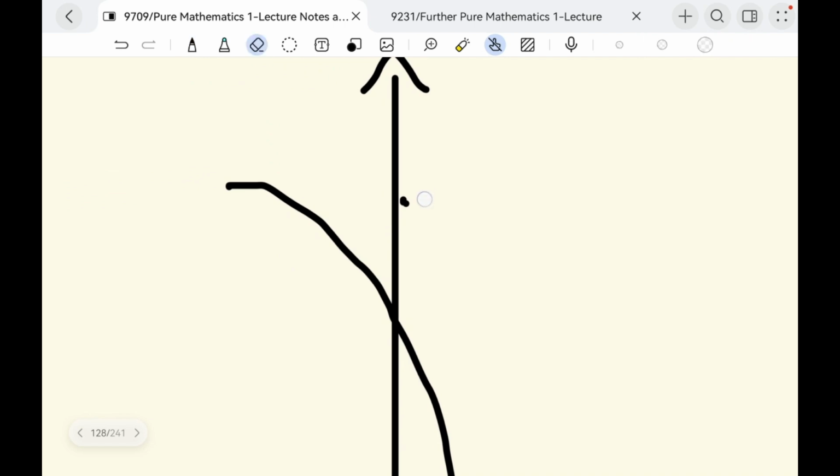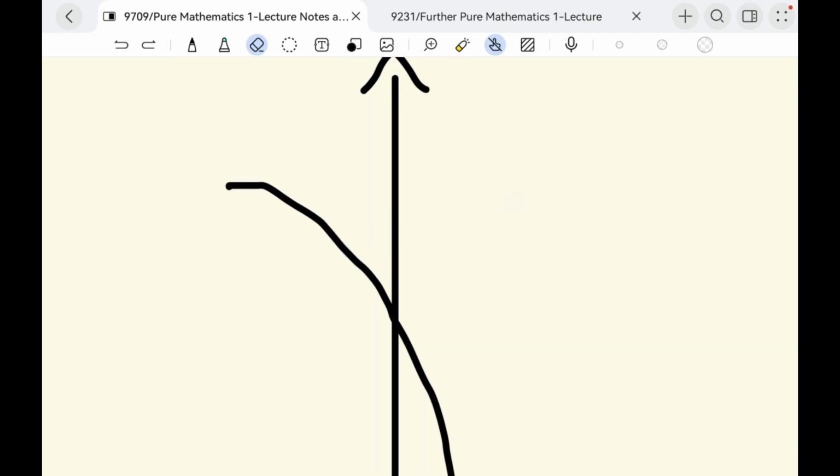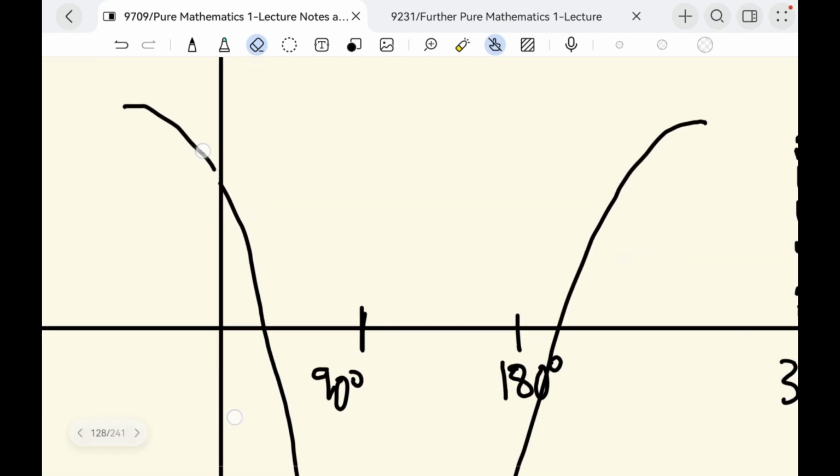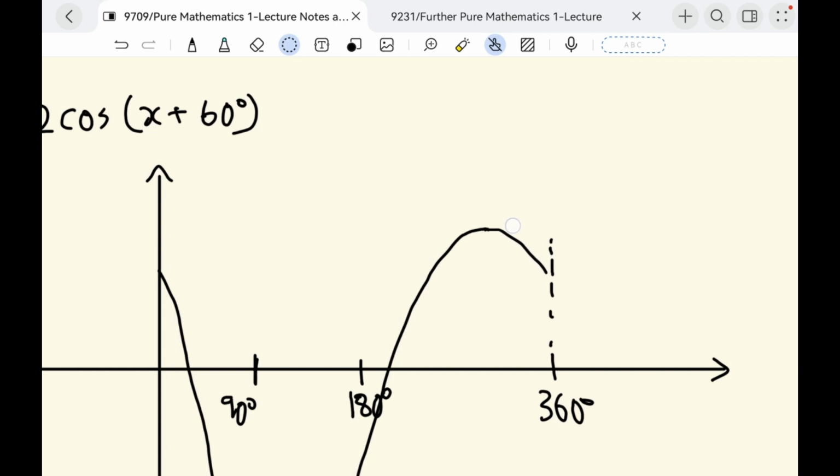So for me, when I'm using the tablet right now, I just move the remaining graph over here to the other side. Okay, because my tablet is beneficial for me to use because the shape tool over here benefits my workings, my productivity. Okay, so this is how your graph of 2 cos (x plus 60) looks like. And just erase the remainings.